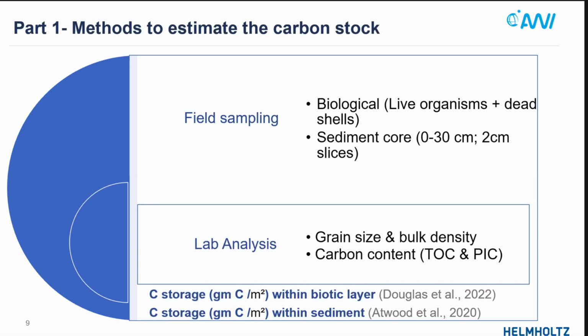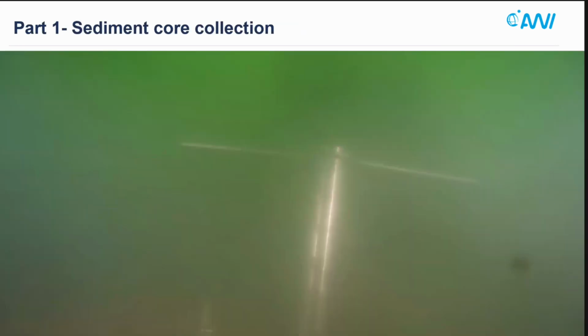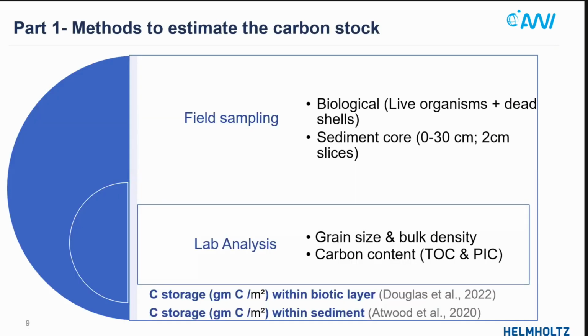We collected the top 30 centimeters of sediment, and the sediment stock of carbon was computed by integrating percent carbon with sediment bulk density in 2 centimeter thick slices, which capture the surface pulses during the bloom and also rapid changes in permeable sands. The biotic carbon was calculated from the areal densities of organisms and the percent of carbon stored within their tissue or within their shells. And whenever macroalgae were present, the amount of organic carbon was integrated into the calculations.